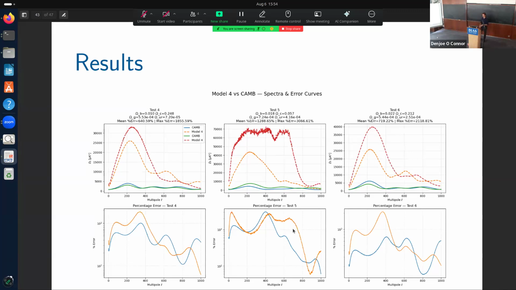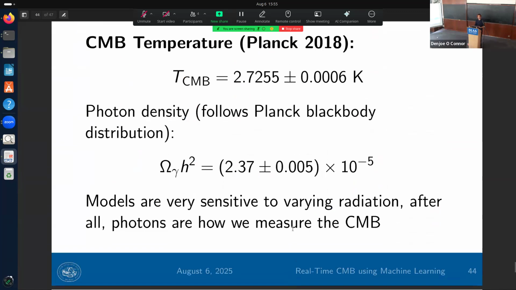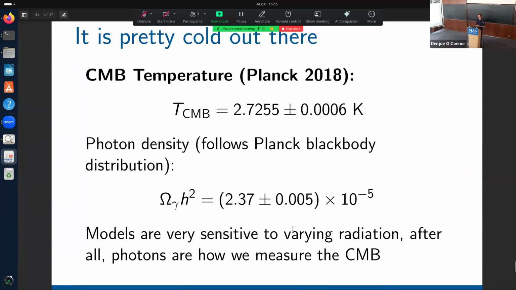So what the hell happened? What the hell happened, right? This is the question that I had this morning. And then I realized that I had problems with radiation this whole time. And I actually did a little bit of an analysis and went straight to the source. I looked at the temperature as calculated by Planck in 2018 and looked at the uncertainty of this temperature. And using the Planck distribution, I also calculated an uncertainty for the omega radiation for gamma.